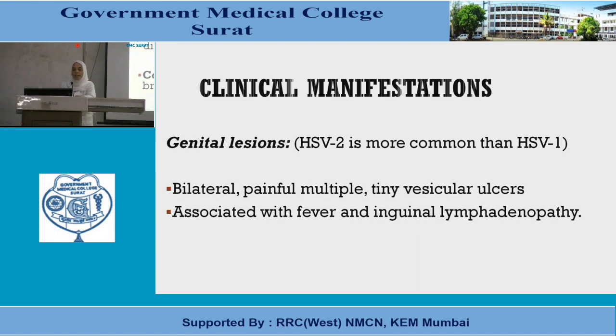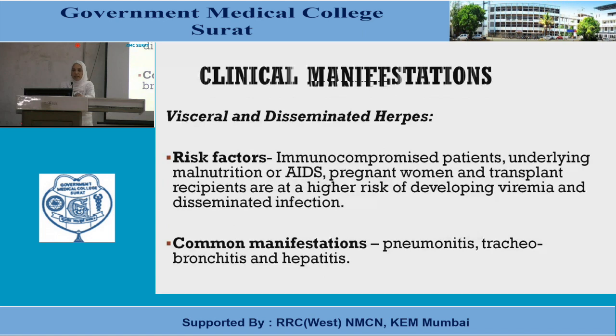Going to visceral and disseminated herpes, which is less common, but nonetheless you do see it in immunocompromised patients, or those with underlying malnutrition, or, as I said, AIDS, pregnant women, and transplant recipients, which is now increased. We have so many transplant surgeries. They are at higher risk of developing viremia and disseminated infection. So common manifestations will be pneumonitis, tracheobronchitis, as well as hepatitis.